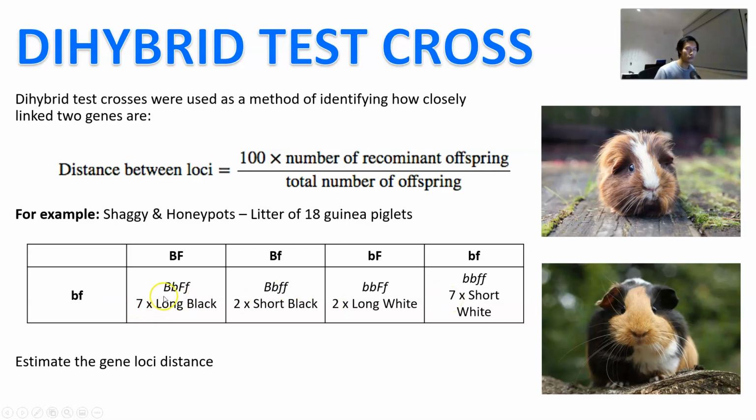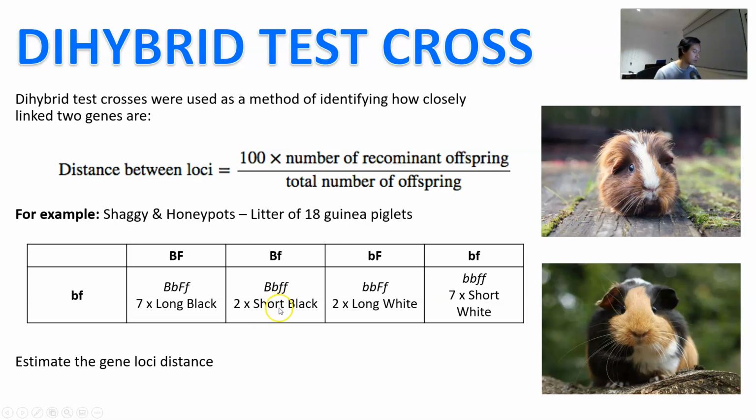Now, your parental offspring are this one here with the capital B capital F and then lowercase b lowercase f, right? Why? Because they're the majority. And then the recombinants are these ones here, the 2 and the 2. So there is a total of 7, 9, 11, 18 offspring, and 4 out of the 18 offspring are recombinant. So based on that, I can calculate the distance.